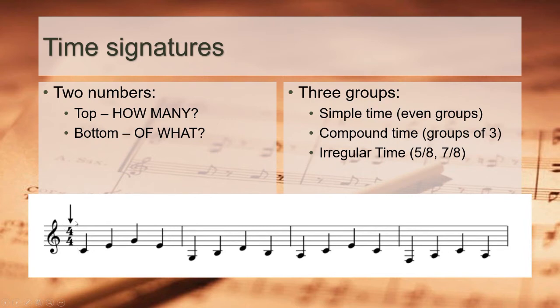But the time signature is right after the clef, and you'll see it always consists of 2 numbers, a top and a bottom number. And what do these numbers mean? So I put it in here as two questions, which makes it very easy to follow. The top number tells you how many, and the bottom tells you of what. So how many of what type of notes per measure. So in this case, we've got 4. How many? 4 of them. Of what? 4 quarter notes.